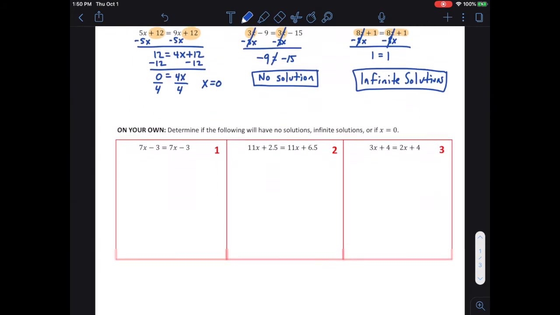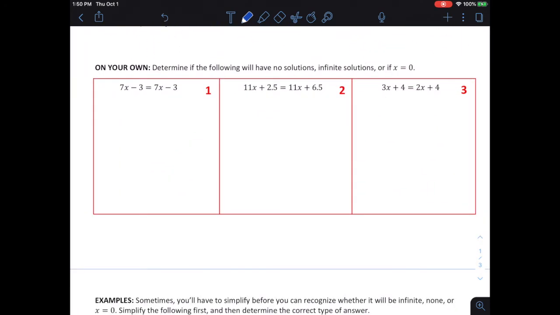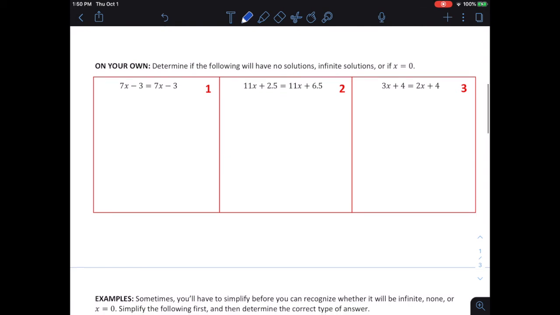Okay, so now that we've gone through that, there are 3 that I want you to try on your own here. And these 3, they're in red boxes, so you're going to end up submitting your answers to an assignment on Schoology. And when you have submitted them, come on back and we'll take a look at some more examples.